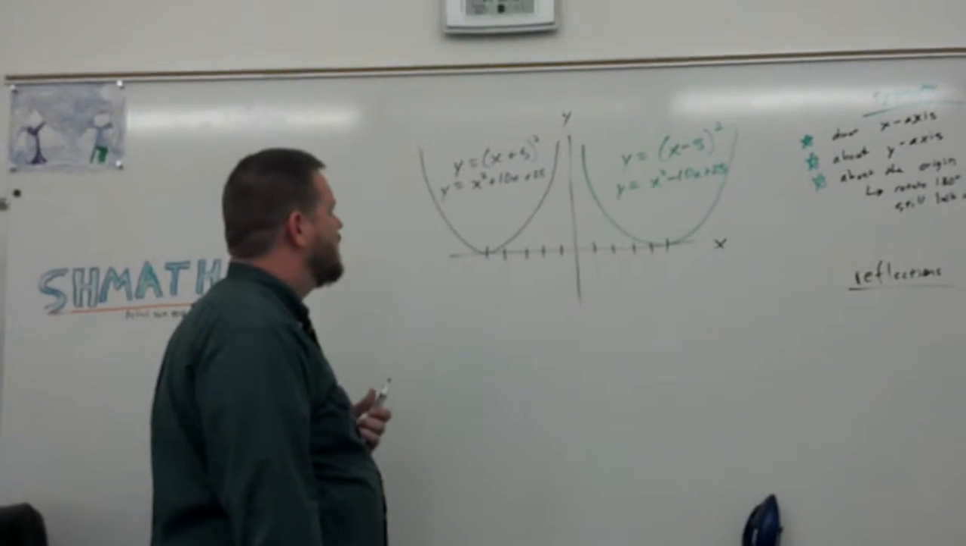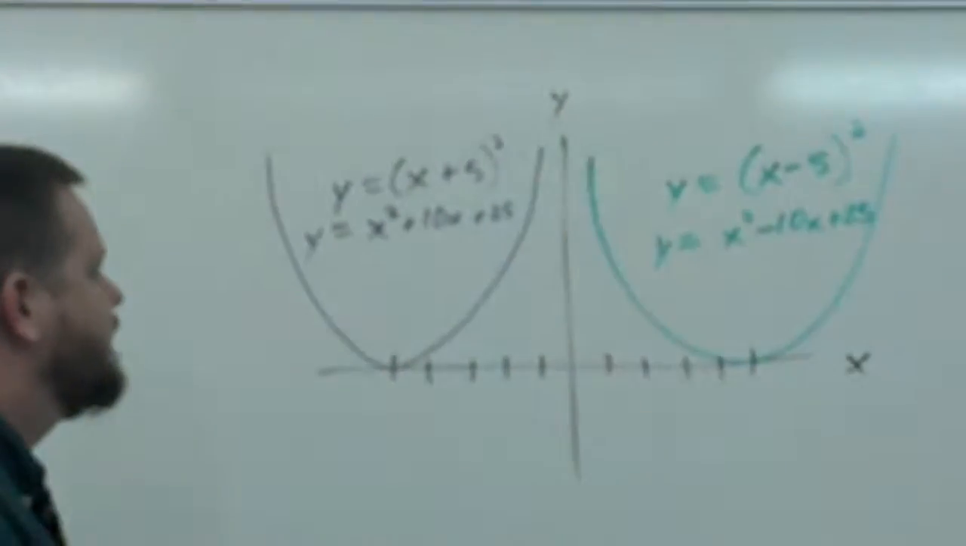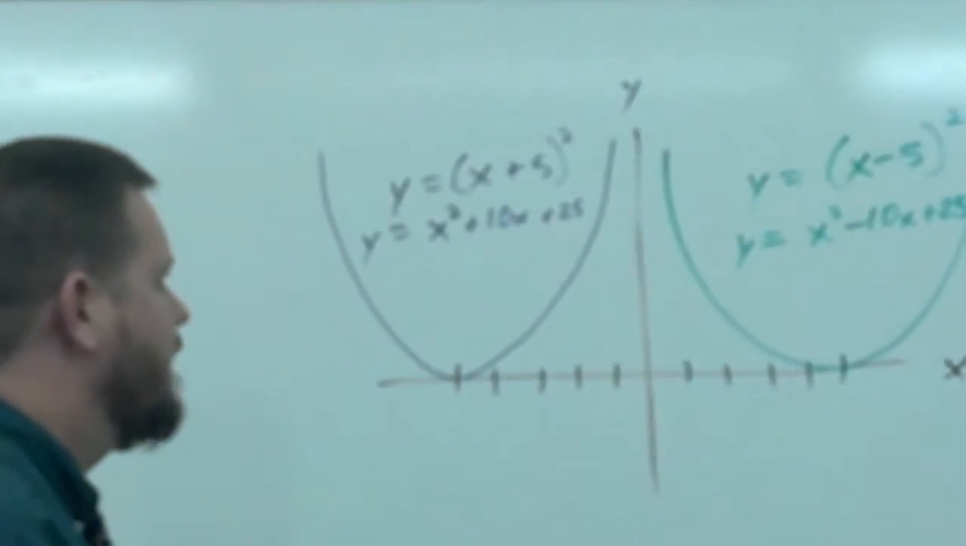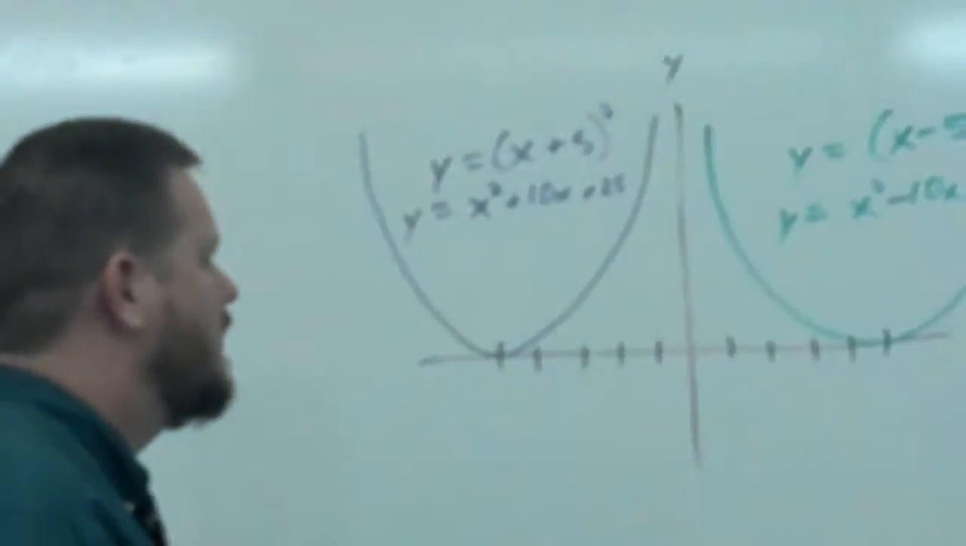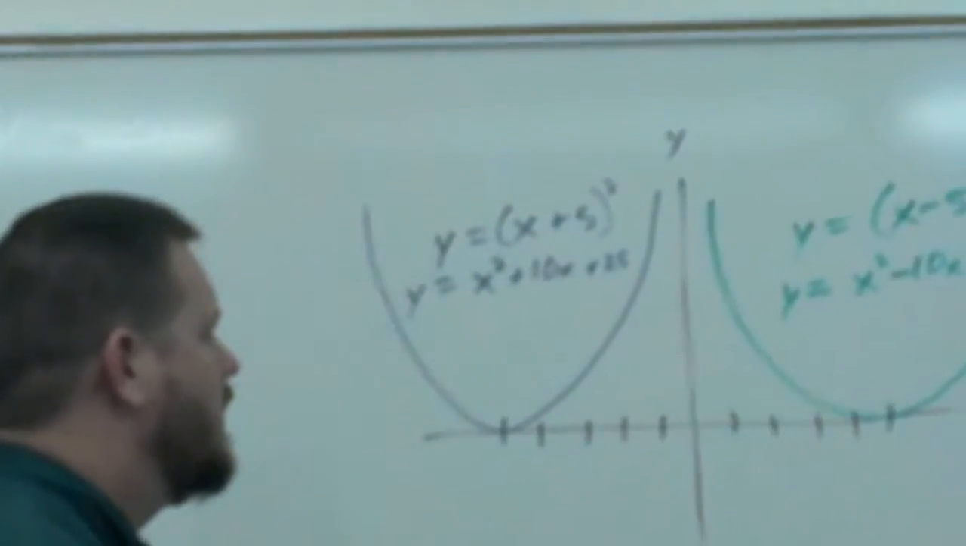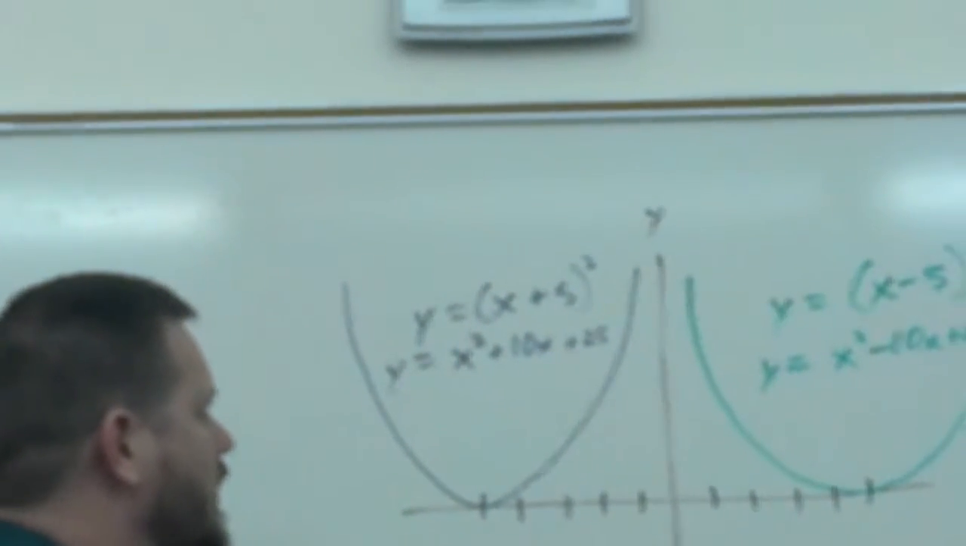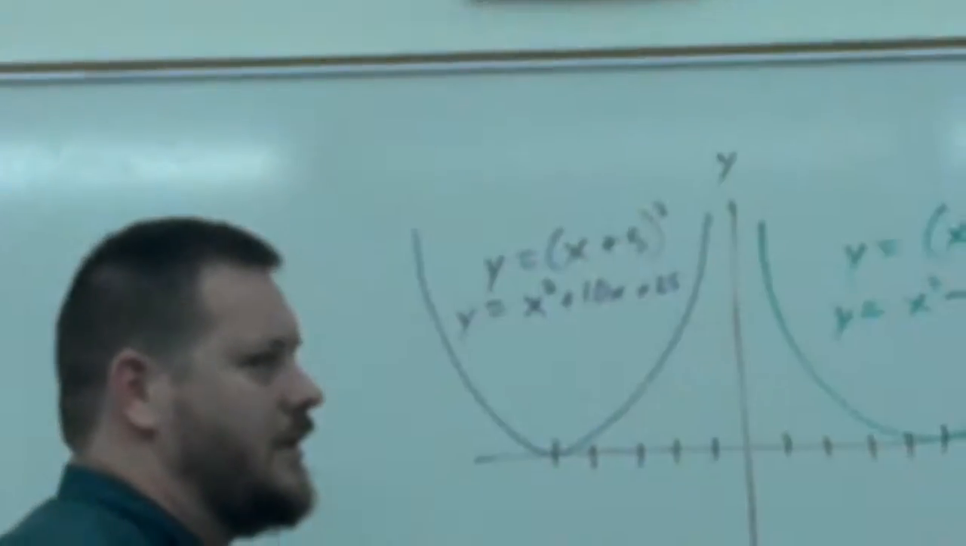So if it was 1 plus 5 squared, that would be 36. So it would be 1, 36. If it was 2, it would be 2 and 49.